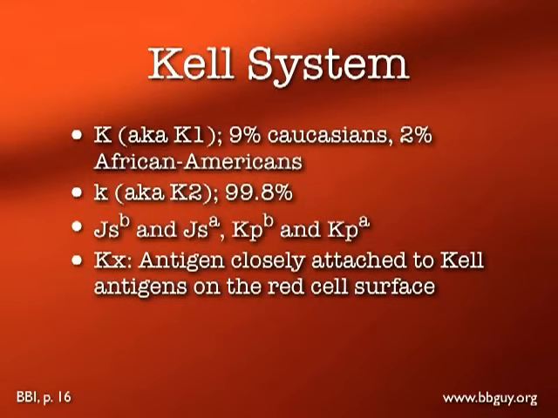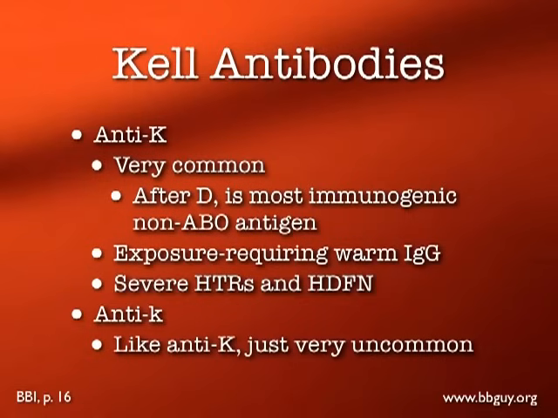And if you look at a couple of the other antigens in the system, the JSB and JSA, KPB and KPA, they are very similar in that the B is high frequency, the A is low frequency, so they kind of correspond. Kx, on the other hand, is an antigen that's closely attached to the Kel antigens on the red cell surface. Even though it has the name Kx, it's not technically part of the Kel system, but it's certainly related, and you'll see in just a second it's important in several significant situations related to the Kel system. Kel antibodies, anti-big K and anti-little k, are very, very similar. They just differ in frequency, basically.